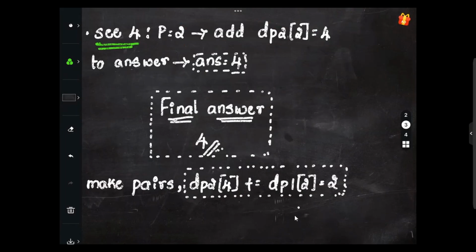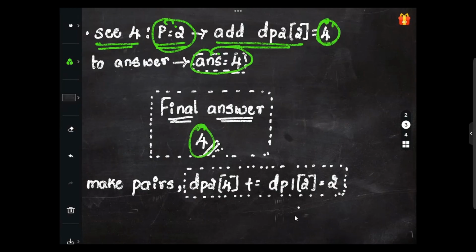Now let's see 4 here. So p equals 2 we have. So we will be adding dp2 of 2, the value that we get here is 4, right? So we'll be adding this one to the answer accordingly with the theory that I explained. So we will be adding dp1 of p to the dp2 of x. Here p we are considering 2. So we will be adding dp2 of 2, which is 4, to the answer. So answer becomes 4 here in this case, right? Basically the final answer that we got is 4.